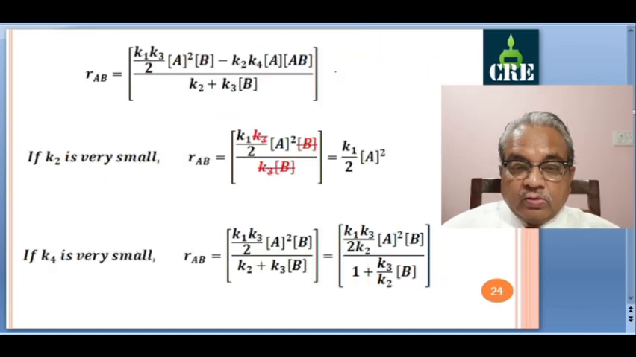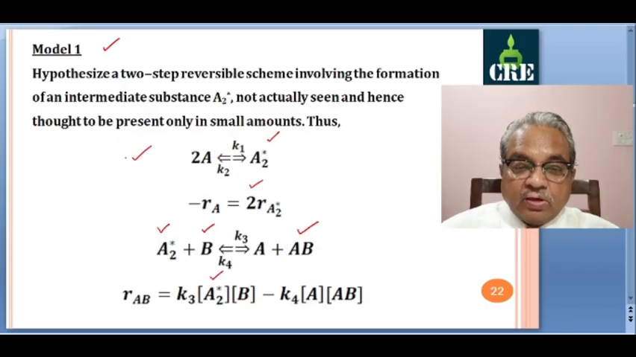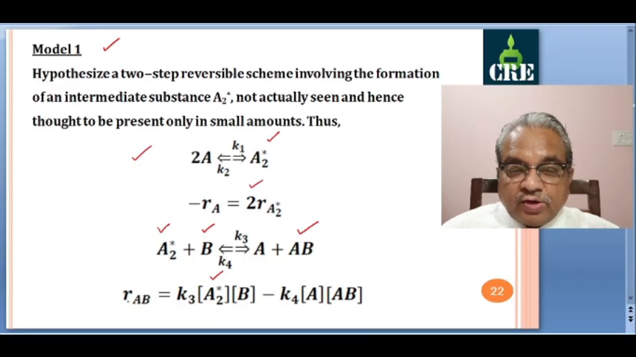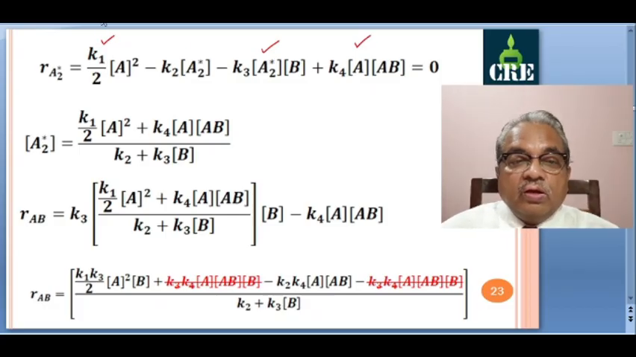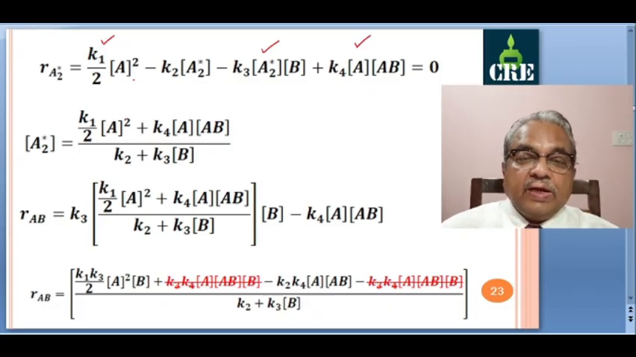So the last two steps are the same terms, whereas it is written in terms of rate of formation of AB, and here we are writing rate of formation of A2 star. This is on this side, so this will be minus sign and this will be plus sign. And this net rate of formation is 0.